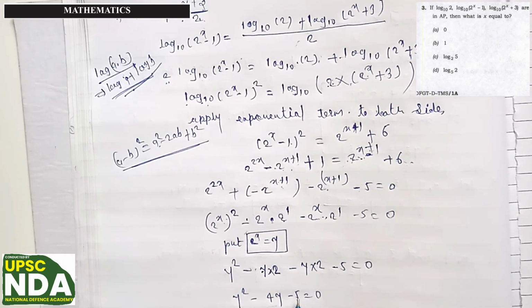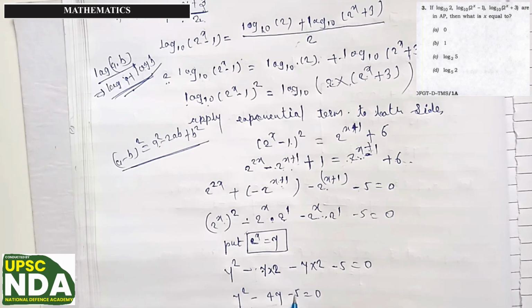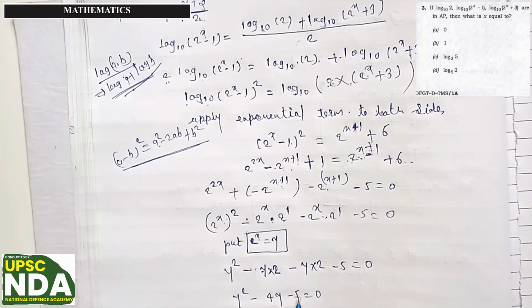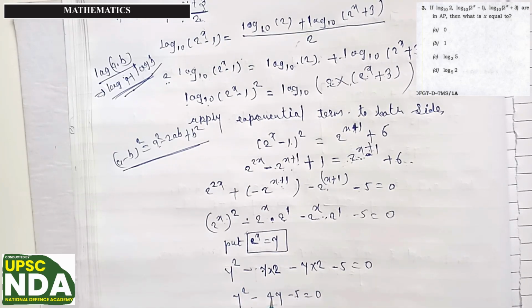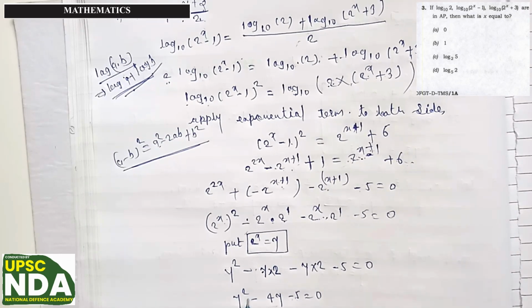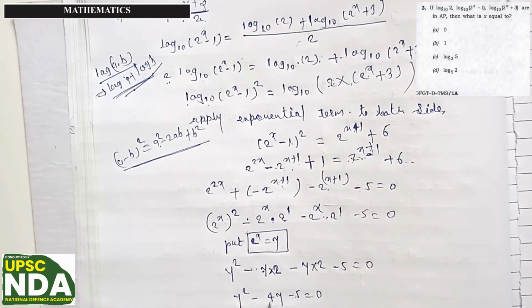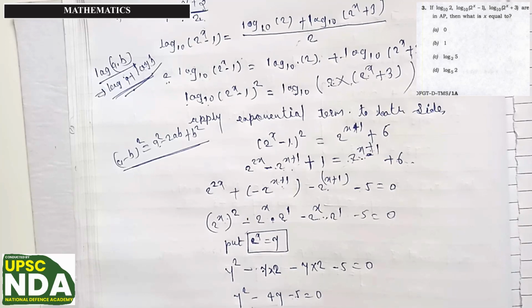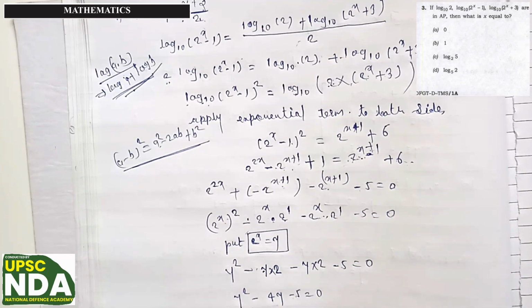Negative 5 multiplied by 1. What possible chances do we have to get two terms whose multiplication is negative 5 and whose addition is negative 4? The negative sign goes with the bigger element, so we can take 1 and minus 5. So we have two factors here, (y plus 1) and (y minus 5), which is equal to 0.